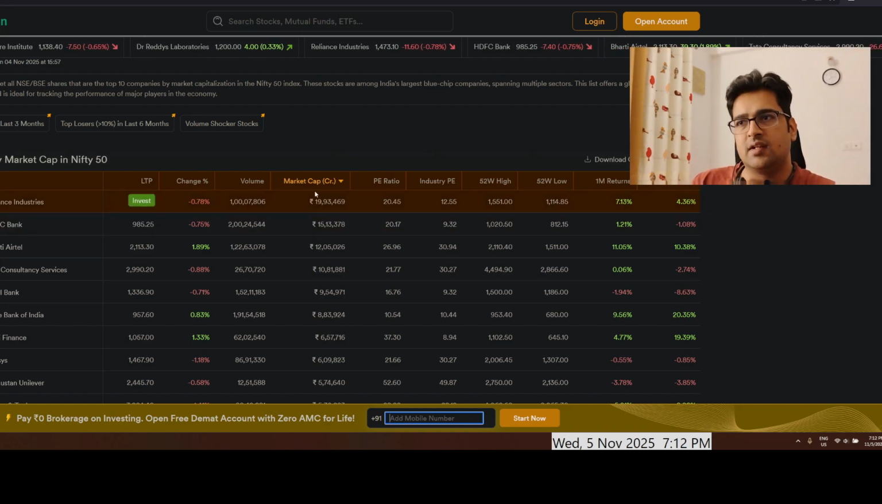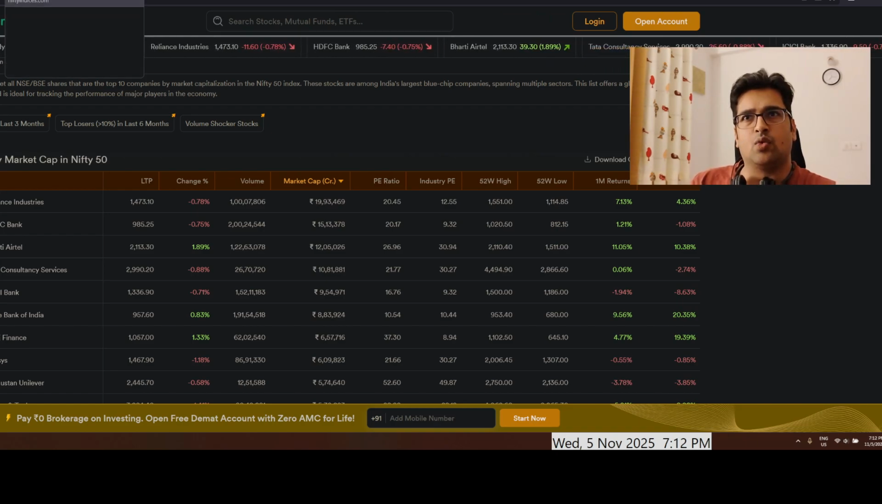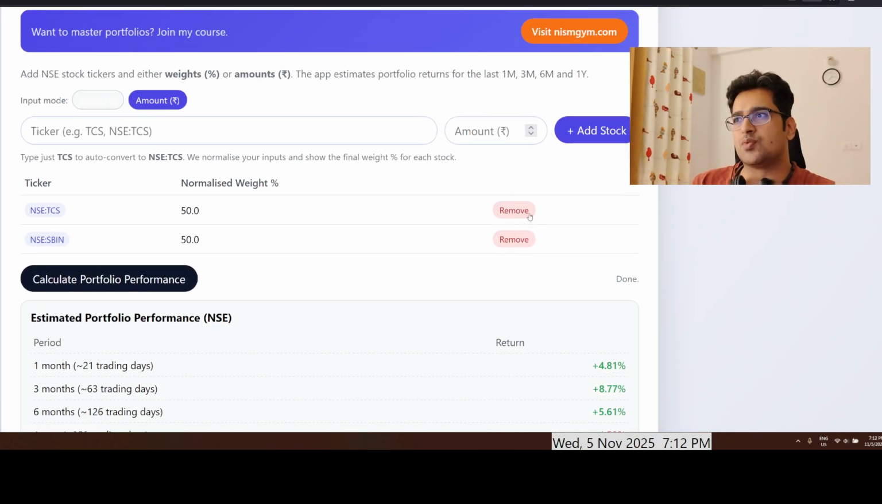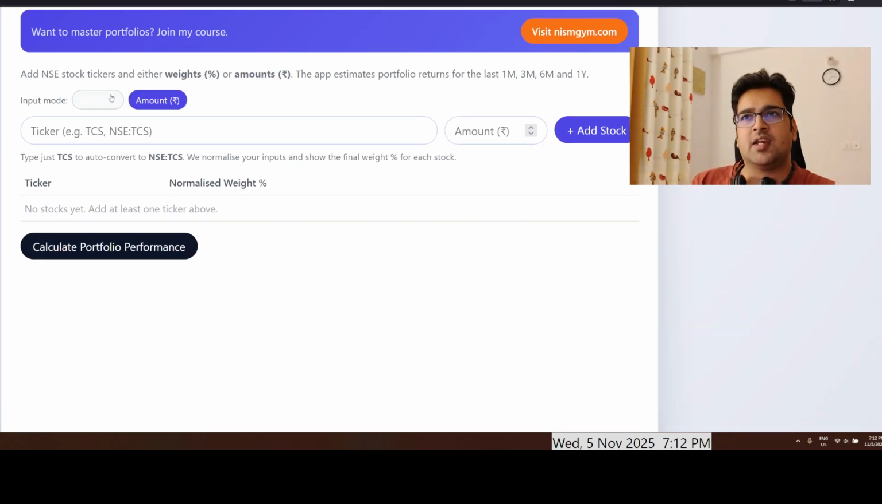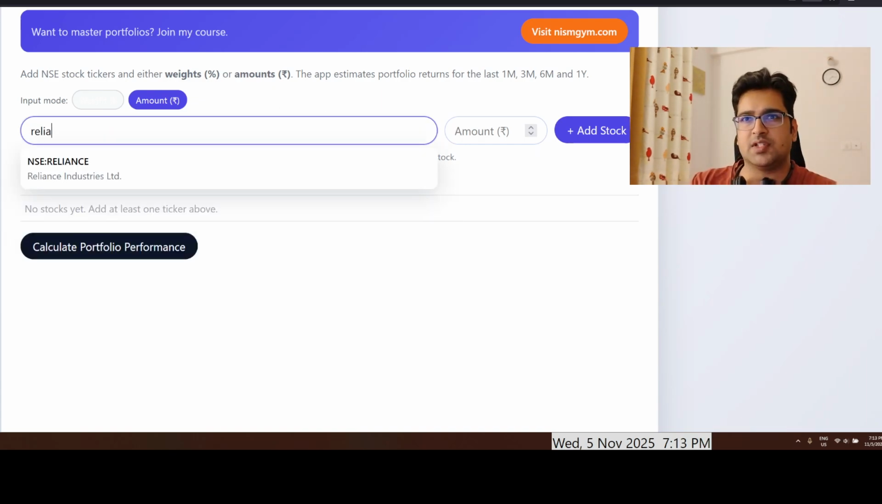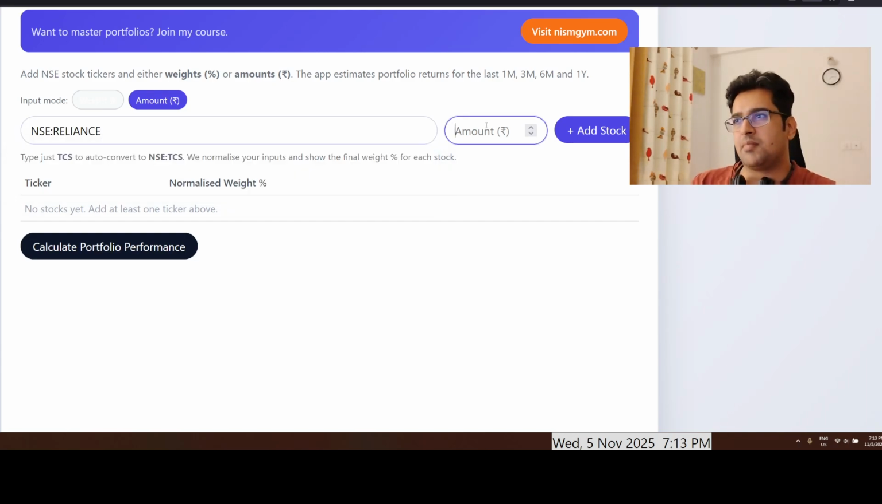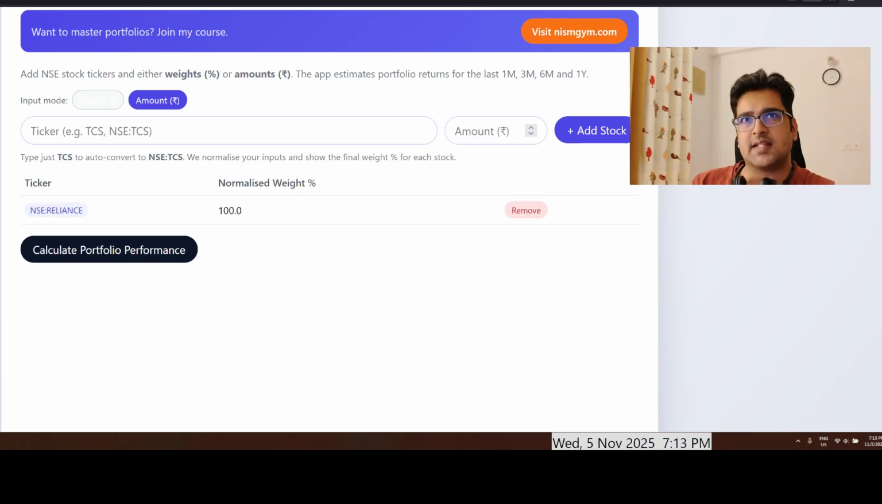So here we have the list, Nifty 50 stocks by market cap. Let me try and put each of these into our portfolio tool. I'll clear this one and start creating a new one by inputting an equal amount for each of these tickers. Let me do Reliance first. Let me put 100 for Reliance. I'll put 100 for each of these. So let me add Reliance.